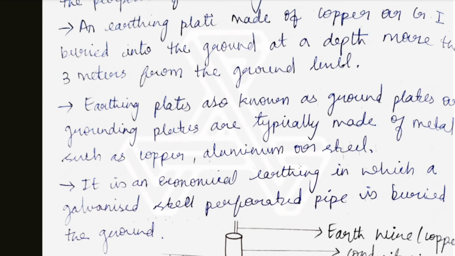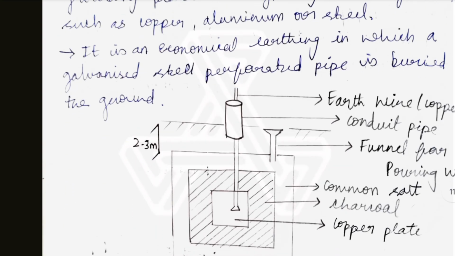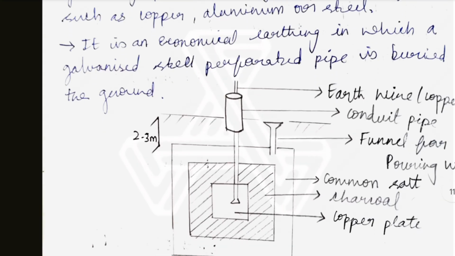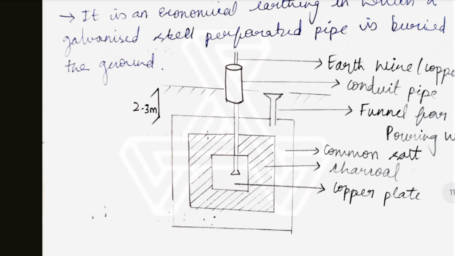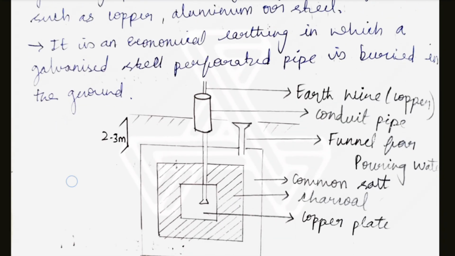Earthing plates, also known as ground plates or grounding plates, are typically made of metal such as copper, aluminum, or steel. It is an economical earthing in which a galvanized perforated pipe is buried in the ground. Copper plate, charcoal, and common salt, pouring water, funnel, that is conduct pipe, earth wire.